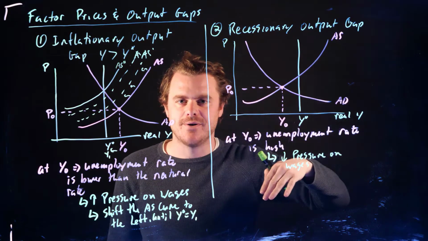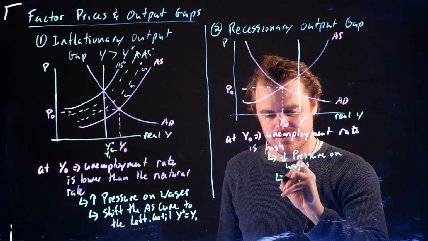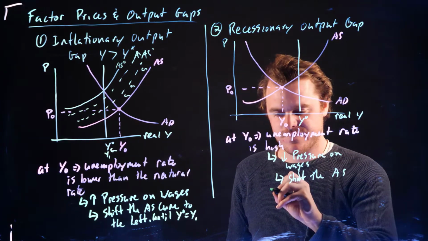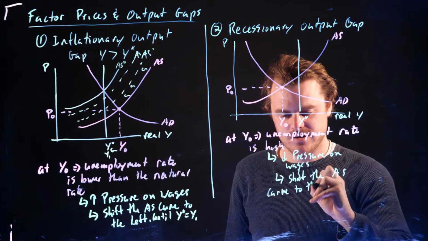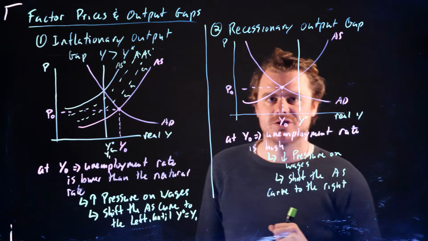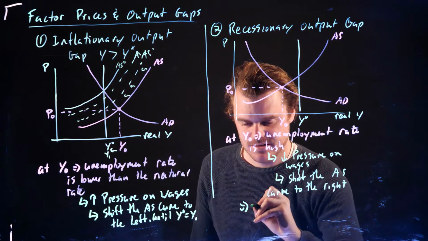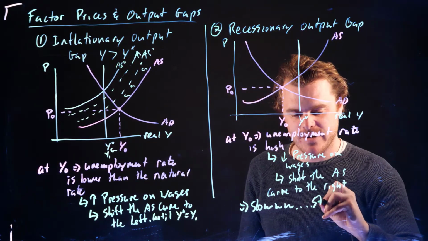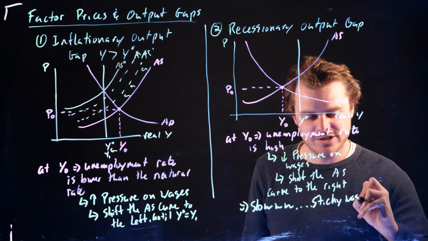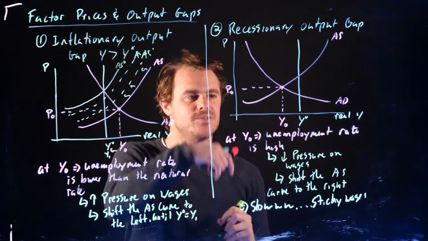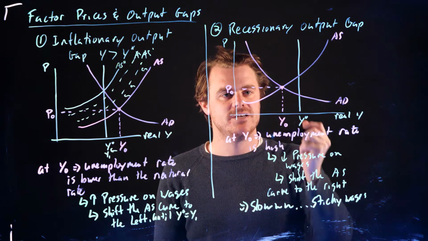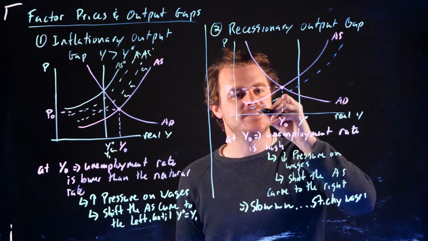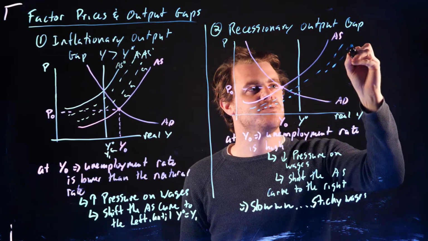So wages start to go down. They start to be depressed. This is going to shift the AS curve to the right because it's becoming cheaper to produce. It's going to happen really slowly because of what we call sticky wages. Wages are slow to come down. Maybe they're faster to rise, but they're going to be slower to come down. So this AS curve is starting to shift out here. It's going to take a really long time because wages are slow.